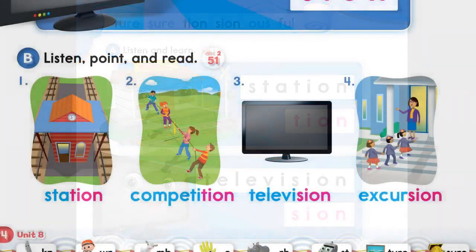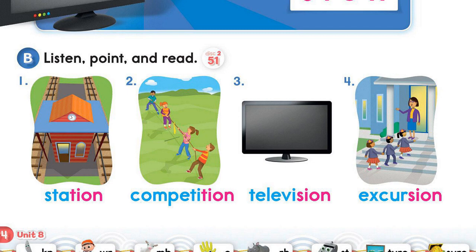Page 74. B. Listen, point, and read. 1. Sta-tion. Station. 2. Competi-tion. Competition. 3. Television. 4. Excursion.